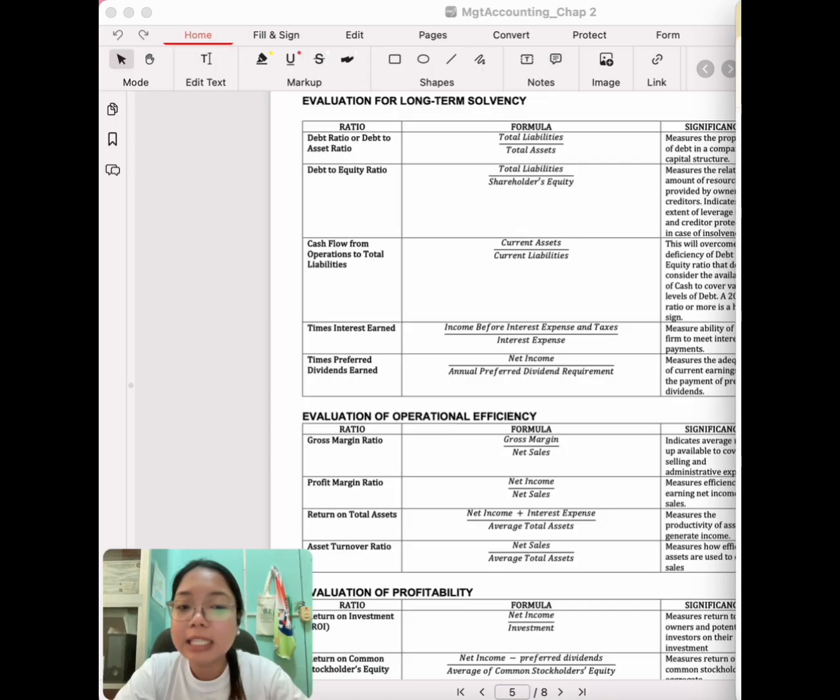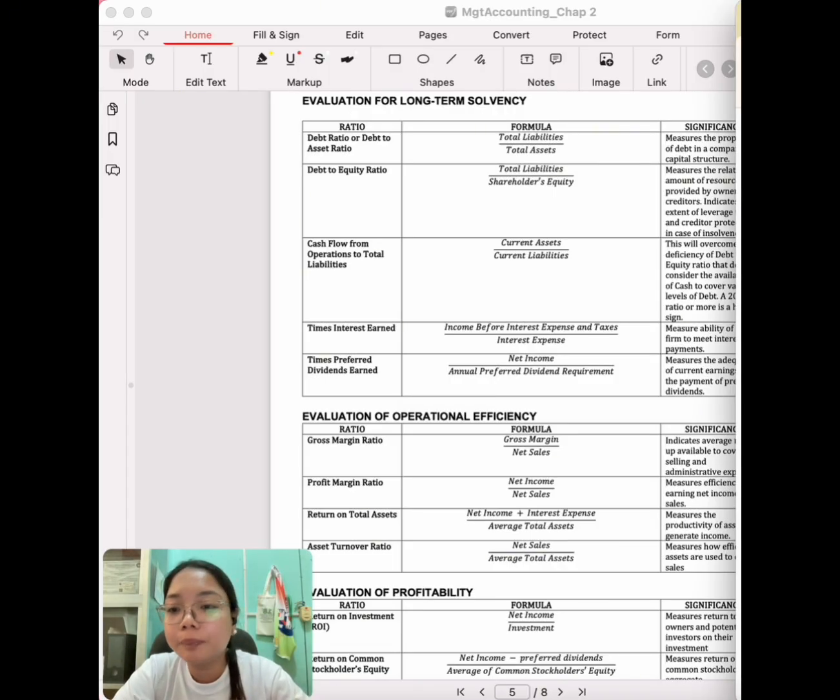Next, we discuss times preferred dividends earned. So, this measures the adequacy of current earnings for paying preferred dividends. The formula presented in our module is net income divided by annual preferred dividend requirement. So, ang pinaka-purpose is to determine whether current earnings are sufficient to cover the company's preferred dividend obligations. Okay?